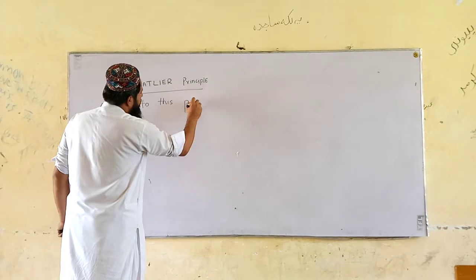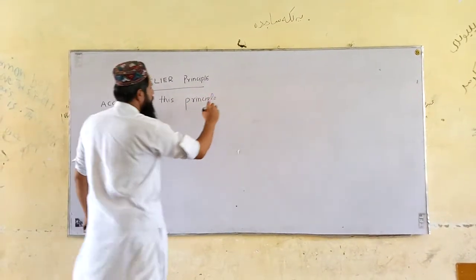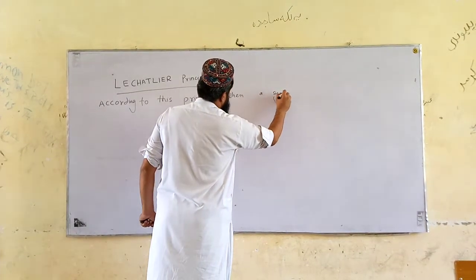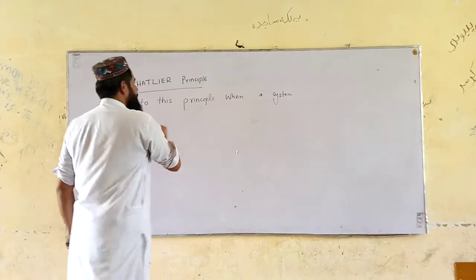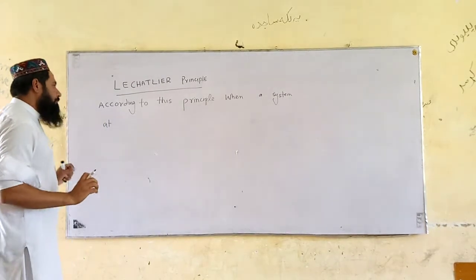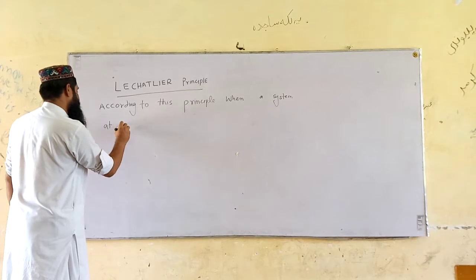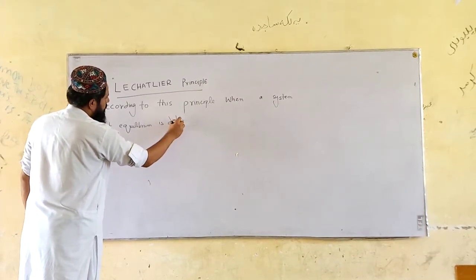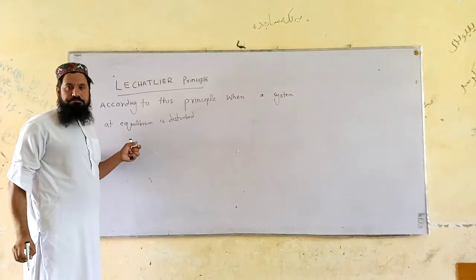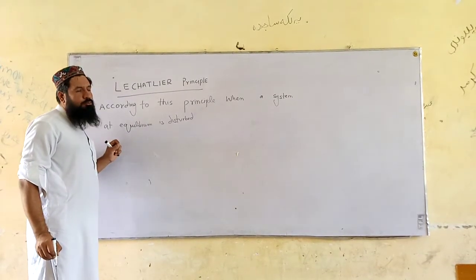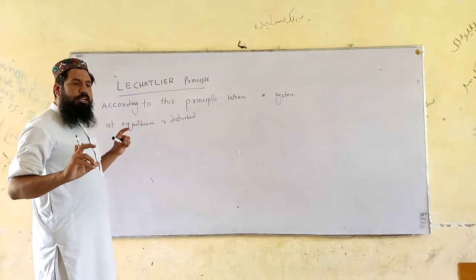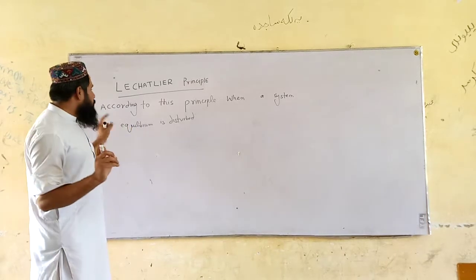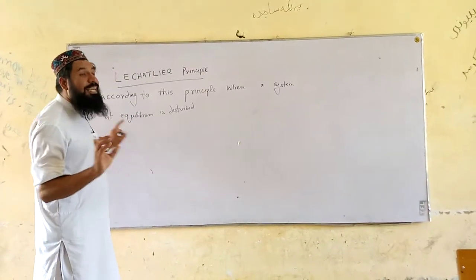according to this principle, when a system at equilibrium is disturbed, the system will act in such a way, the system will react, the system will counteract, the system will balance this change, this disturbance. Okay? So when a system at equilibrium is disturbed, then what will happen?